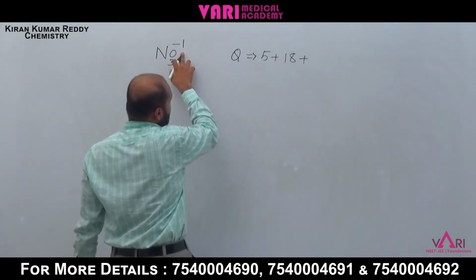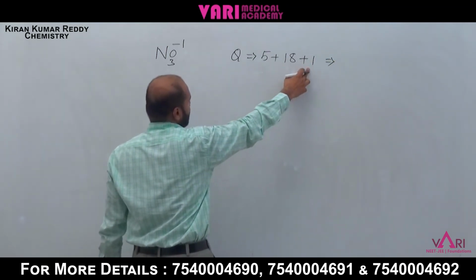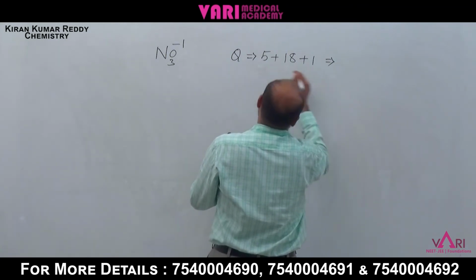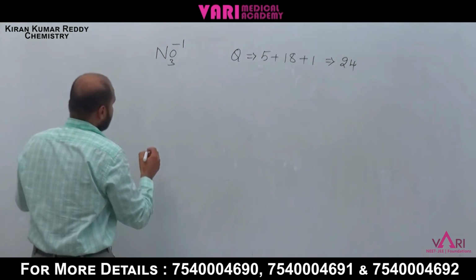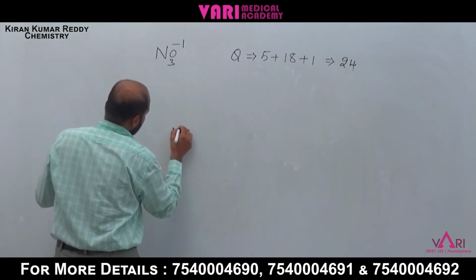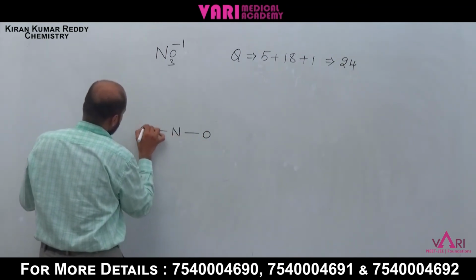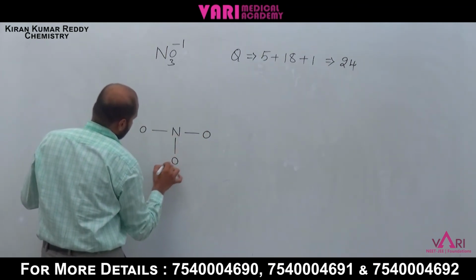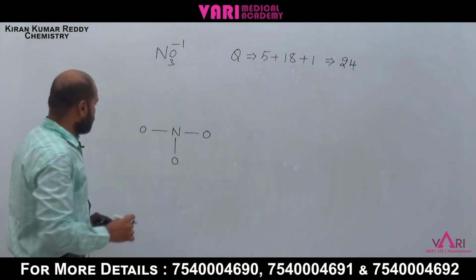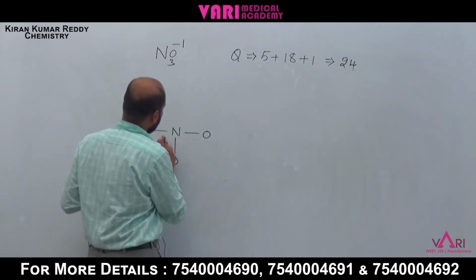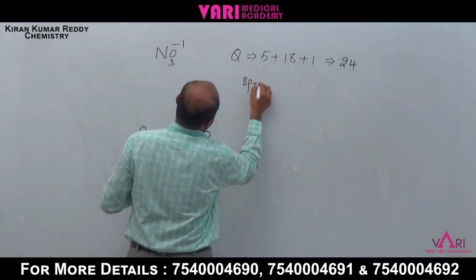Now here the negative charge is there. Add. Now how many electrons? 18 plus 1 is 19. 19 plus 5 is 24. 24. Now I am writing the structure. Nitrogen here, how many bond pairs? 1. Here is 2. Here is 3. 3 nitrogen, NO3 minus 1. Now 3 oxygen atoms I am writing. How many bonds? 1, 2, 3. 3 bonds.